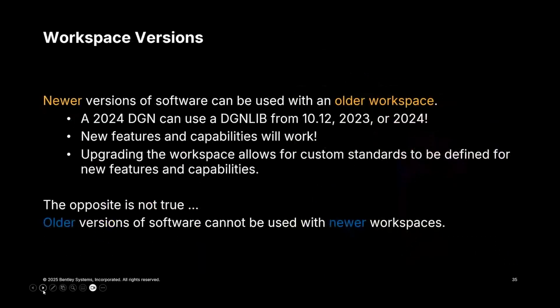The answer is you do not need two workspaces. Newer software can always use an older workspace. So the 2024 software can use an older workspace, DGN libraries coming from 10, 12, 23, or 24, its current one. Even if you do that, new features will work. Let me go back to the borehole example I've been using a little bit here. In the 24 release, we added borehole functionality.